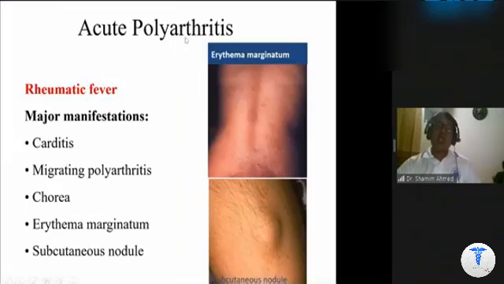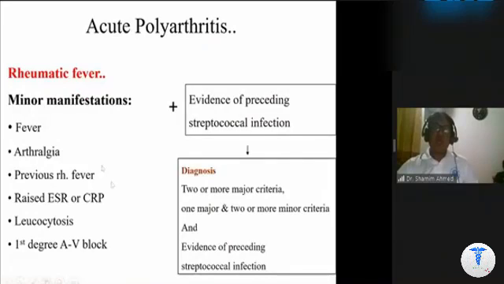Now I'll talk about acute polyarthritis, that is rheumatic fever, which is one of the common diseases in our pediatric age group. For diagnosis of rheumatic fever, we have some major criteria and minor criteria. Among the major criteria are carditis, migratory polyarthritis, chorea, erythema marginatum, and subcutaneous nodules. And minor criteria are fever, arthralgia, previous history of rheumatic fever, raised ESR and CRP, leukocytosis, and first-degree heart block. For diagnosis, we need 2 or more major criteria, or 1 major and 2 minor criteria, plus evidence of streptococcal infection.